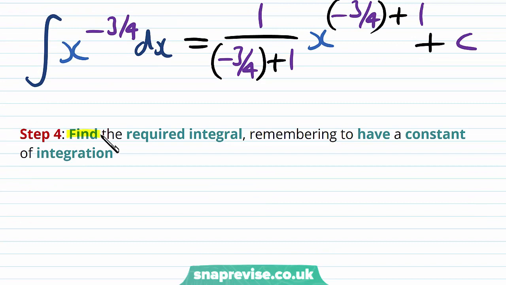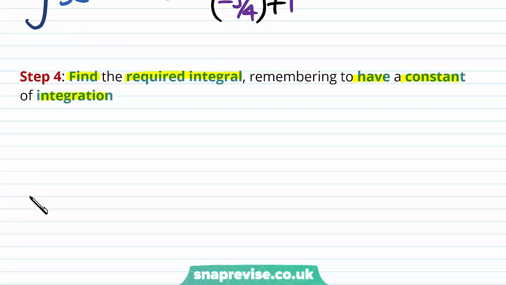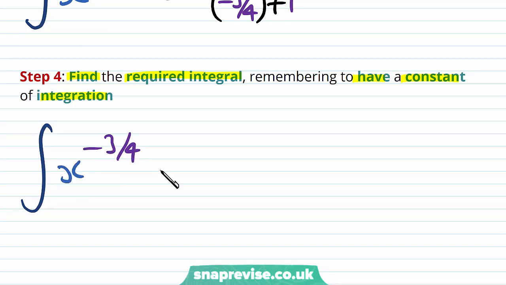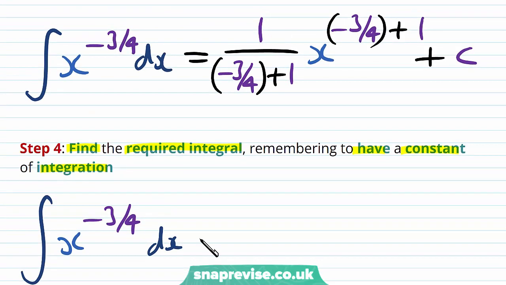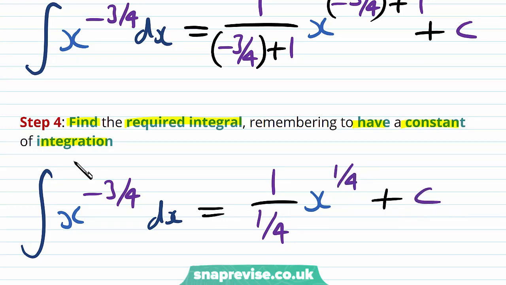Our fourth step is to find the required integral, remembering to have a constant of integration. Well, we've already remembered that, so that's fine. By simplifying the above expression, we get that the integral of x to the power of minus 3 over 4 with respect to x is equal to 1 divided by 1/4, that is the minus 3/4 plus 1, and then we have an x to the power of 1/4, and then a plus c.